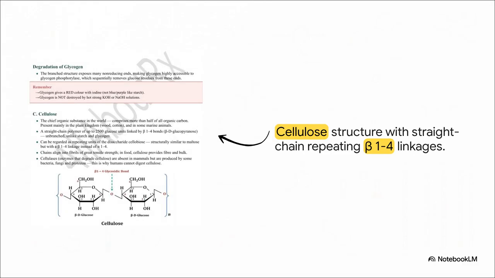And finally, we have cellulose. This is literally the most abundant organic substance in the world. But unlike starch or glycogen, cellulose relies on straight-chain beta-1,4 linkages to create incredibly tough fibrils. Here's the catch for us, though. Humans completely lack the cellulase enzymes required to break those specific beta linkages, which is exactly why we can't digest wood and why cellulose acts as our essential dietary fiber instead. It just passes right through.